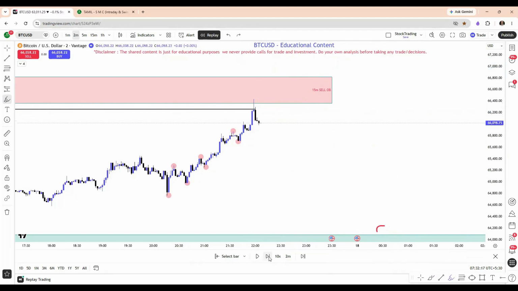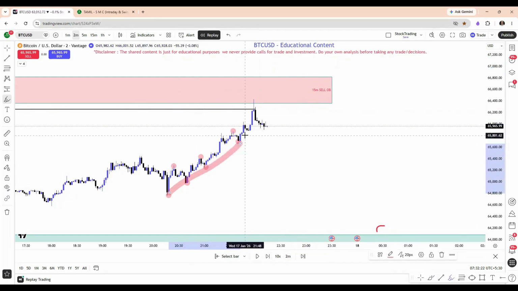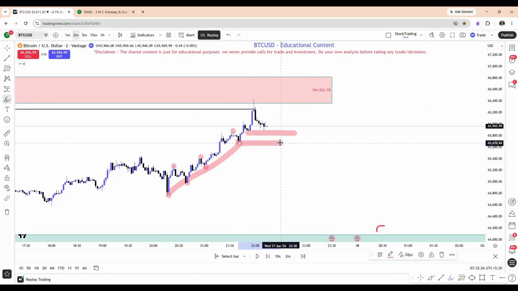Next, what does it do? We need to see whether it goes down or moves upward. Because here it hasn't taken out any previous lows, so the trend is uptrend. Then we can cut the recent low. So here there is a recent low. Let's see at which recent low it breaks and closes below.